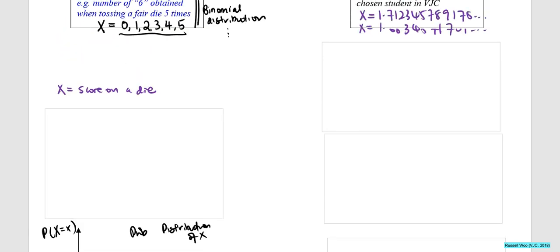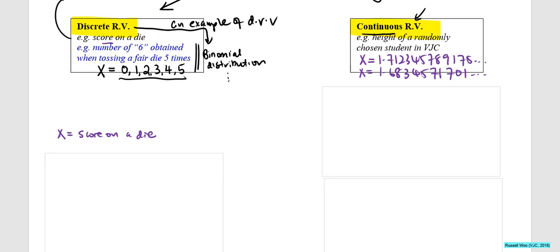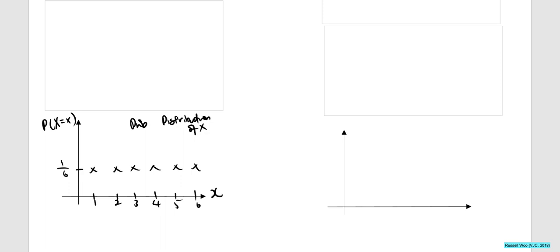Now, my job here is to ask ourselves, how do we represent the probability distribution of a continuous random variable? How would it look like here? Are we going to have probability x equals to x? And are we going to have, say, 1.5, 1.6, 1.7? And then how does it look like? Do we have points? Or what? We'll find out later, but that's what we want to do.